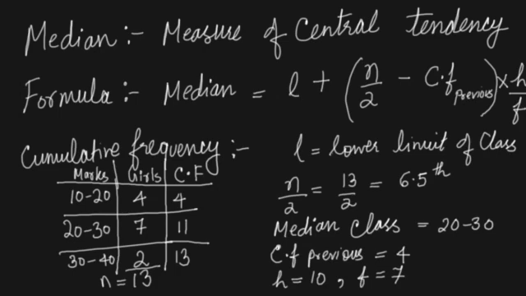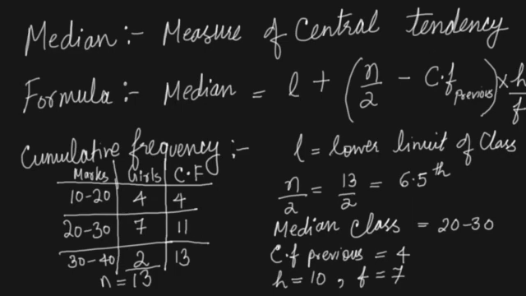Assume hypothetically I have drawn a table of marks. How many girls have obtained a particular class of marks? So 10 to 20 marks, there are 4 girls in that category. 20 to 30 marks, there are 7 girls, and 30 to 40, there are 2. When I say cumulative frequency, which means less than 20, how many girls are there? 4. But less than 30 would include 10 to 20 as well as 20 to 30, right? So that would essentially mean 4 plus 7, which is 11. That's why we have mentioned 11 here.